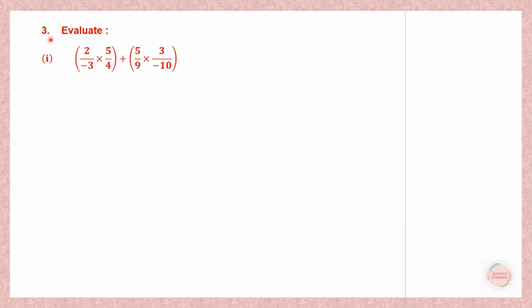Question 3, evaluate. That means we have to solve this. We have to solve what is within brackets and brackets here and add up the two answers. So let's begin by writing this question down first. So what do we have here? We have 2 by minus 3 into 5 by 4, which is our first bracket here, first group that we have here. In the next group, we have 5 by 9 into 3 by minus 10. So this also let's close.